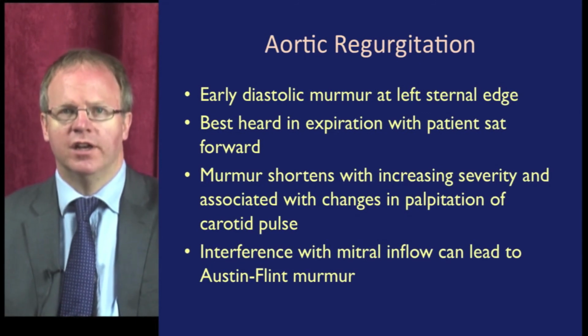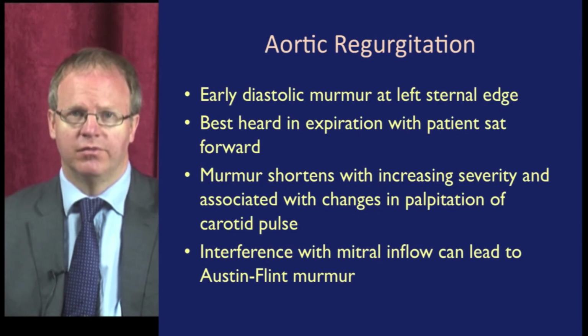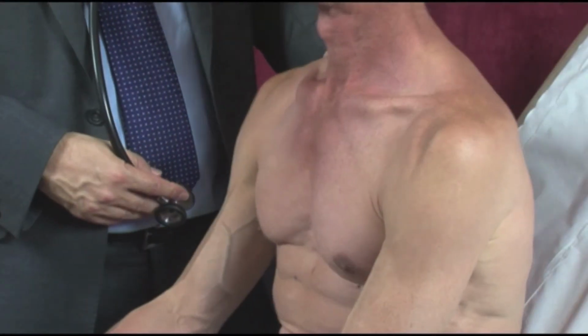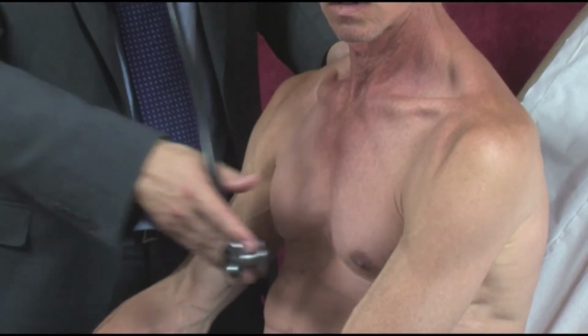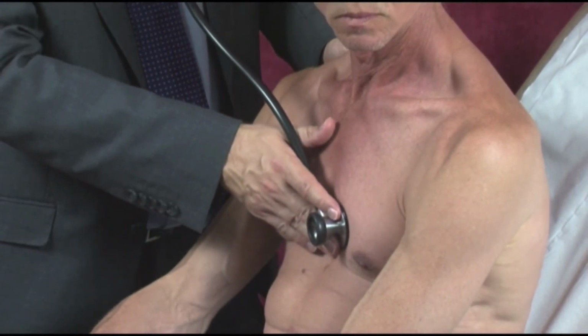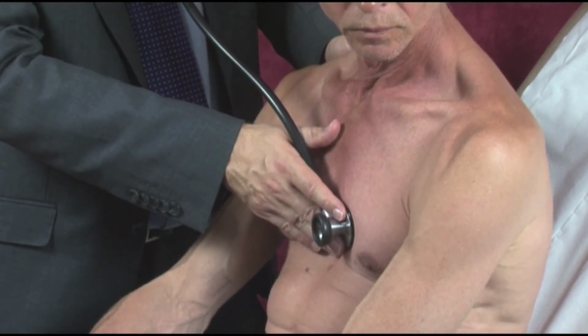Aortic incompetence is also easiest to hear when the patient is moved from the neutral position. In this case, as can be seen, by sitting the patient forward in order to increase the left-sided flow, one also adopts forced expiration. The murmur is usually loudest at the left sternal edge.